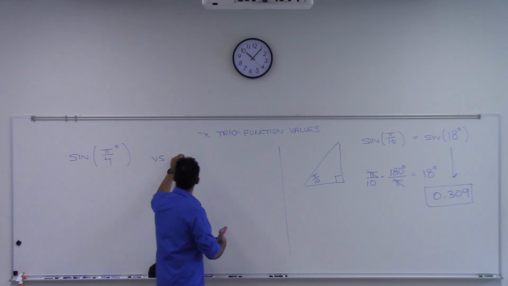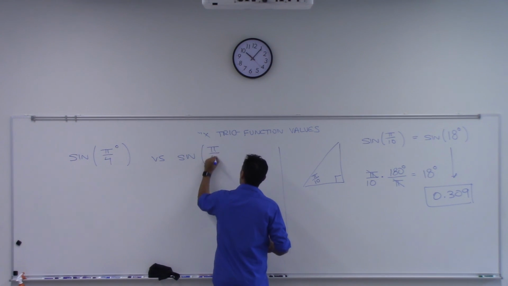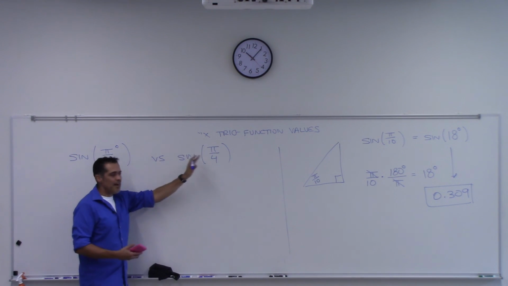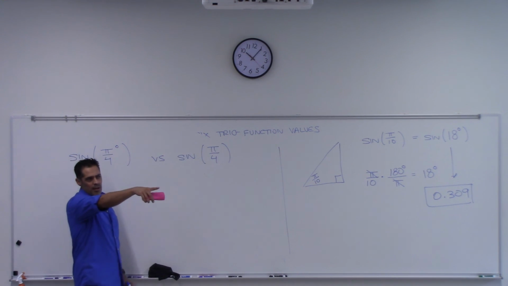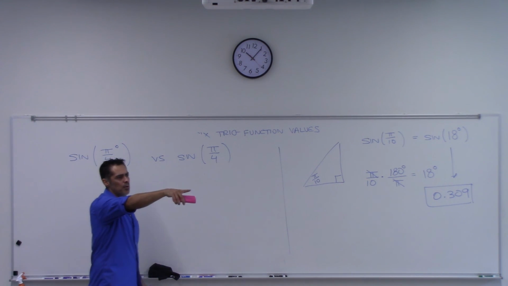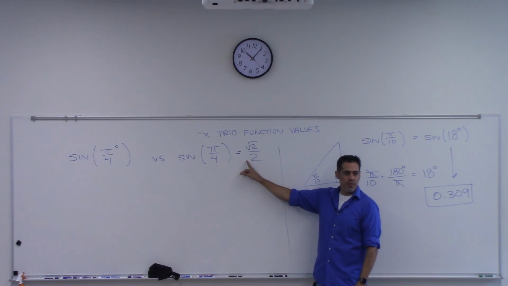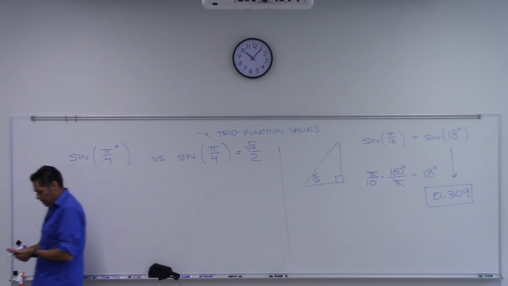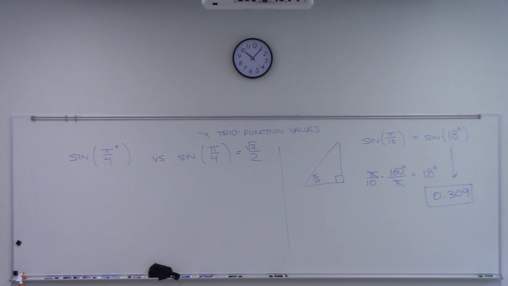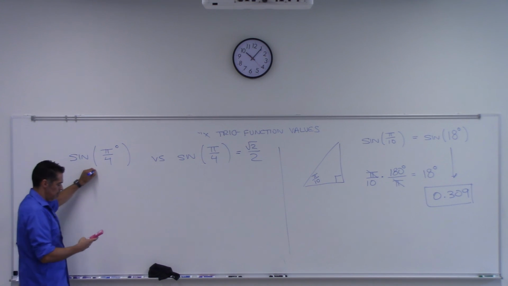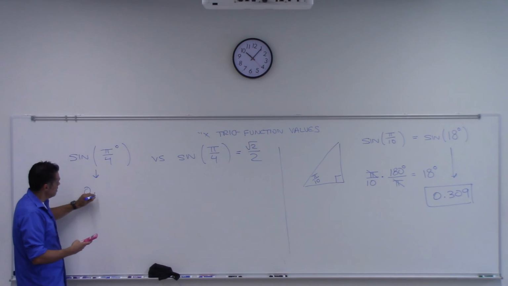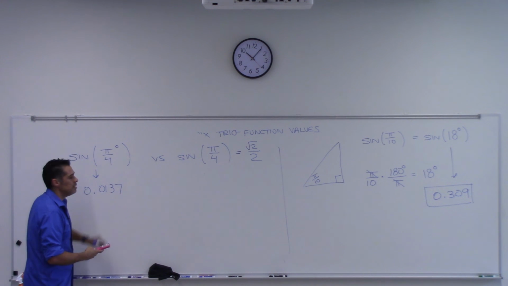Versus if I gave you this, sine of pi over 4. Now, do you see there's no degree symbol here? That means it's radians. And you could look at that and say sine of pi over 4 would be square root of 2 over 2. This one, I'm going to have to use my calculator. Let me make sure I'm in degree mode. And sine of pi over 4 degrees. Who got this one? 0.0137.